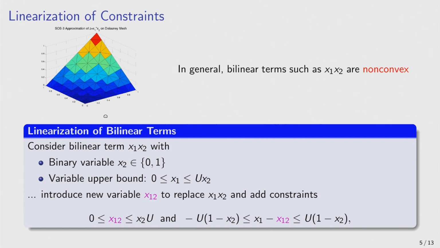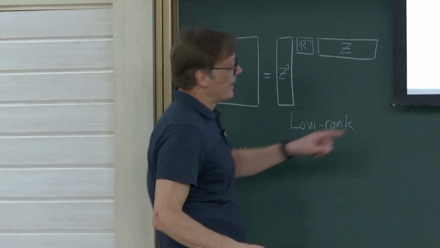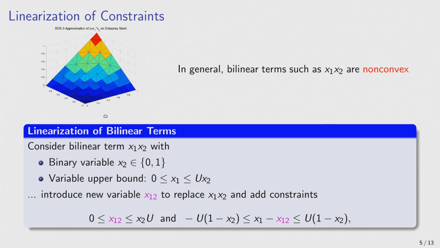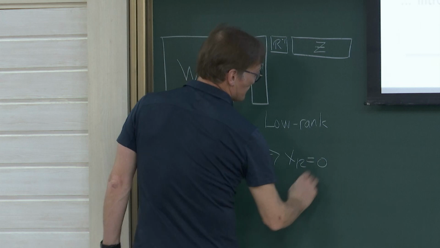And then you introduce these constraints. And the constraints at first sight might look a bit much, but it's actually easy to see that they encode exactly what you need to do. And to see that, what I do typically is I just substitute the two cases. So if x2 is equal to 0, then this first equation here gives me that x12 is equal to 0.